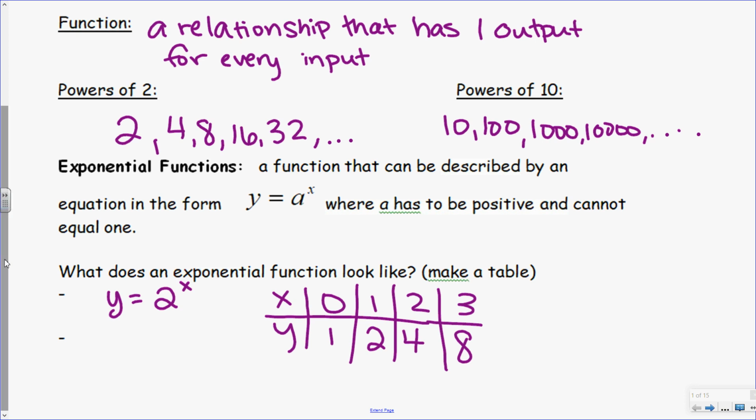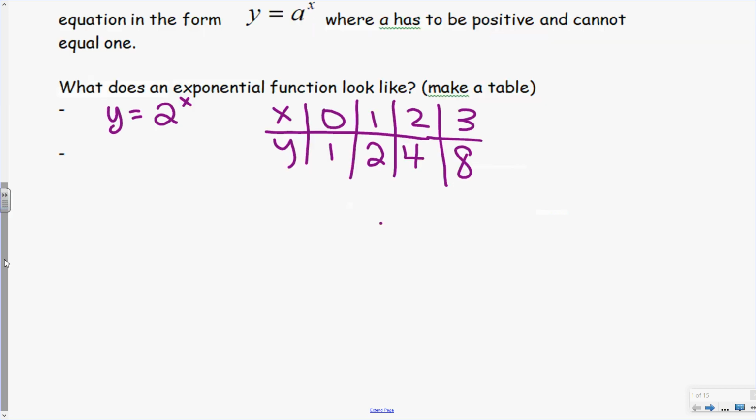So as my x's are increasing by 1, my y's are adding 1, adding 1, adding 1. What's happening here? I'm adding 1, I'm then adding 2, I'm adding 4. What do you think is going to happen next? Well, if I had 4, it's going to be adding 8, which is 16. Every time it is doubling from before.